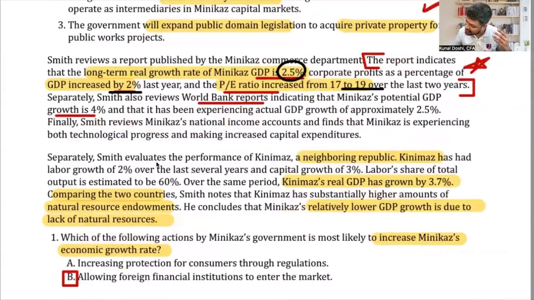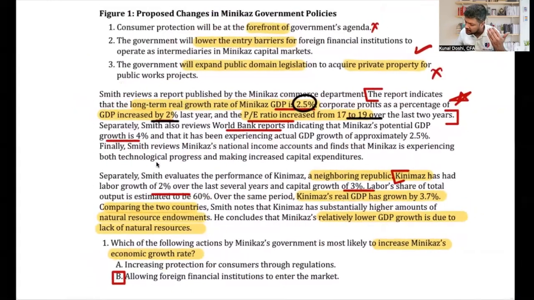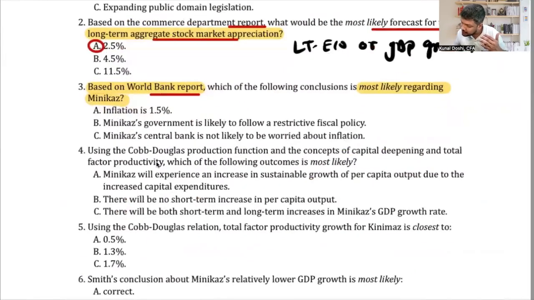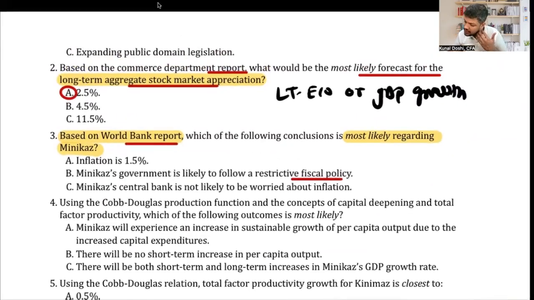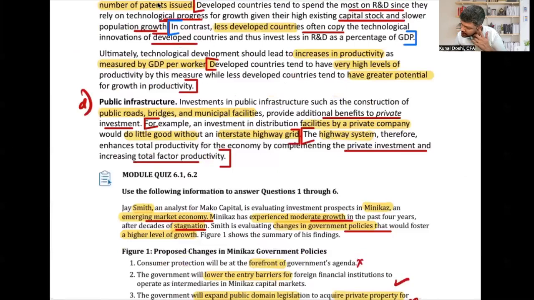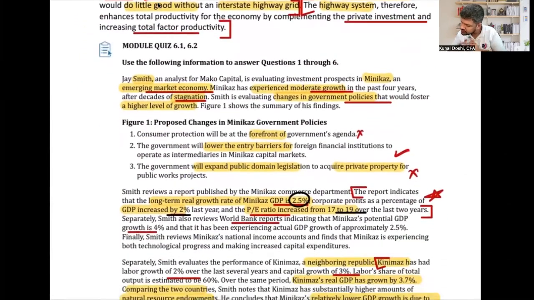In fact, they said that the other country is growing okay, but we don't have any information about the inflation of our country. Okay. Next, Minica's government is likely to follow restrictive fiscal policy. Now, what is restrictive fiscal policy? It is when the government is going to spend less or tax more.